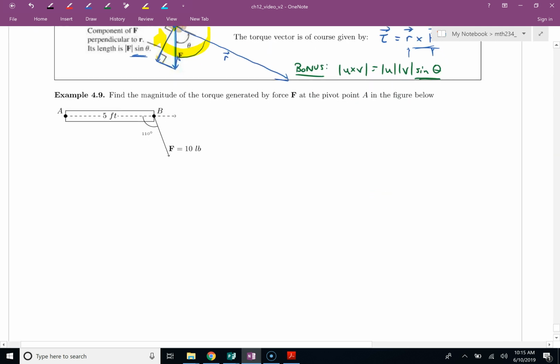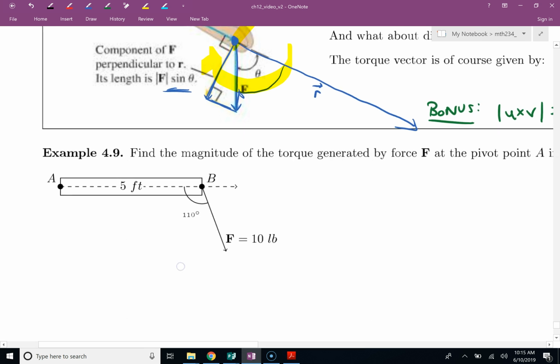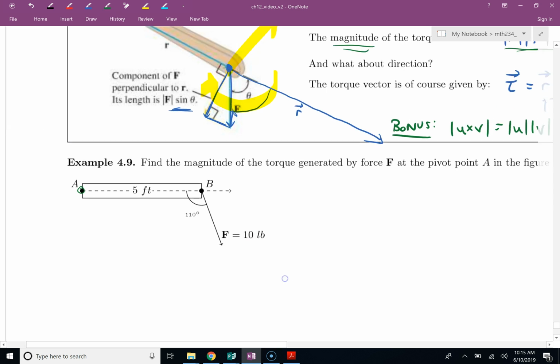Find the magnitude of the torque generated by the force at the pivot point A in the figure below. So we're pivoting around A. This is kind of where our nut would be. And then we have a torque that's generated by F, so F's being applied here at point B. It's 5 feet away from that pivot point there. And it looks like the force has a magnitude of 10 pounds. We don't exactly have a grid or anything saying exactly what that direction is. We do have this 110 degrees there, but let's try to figure out what the torque would be.